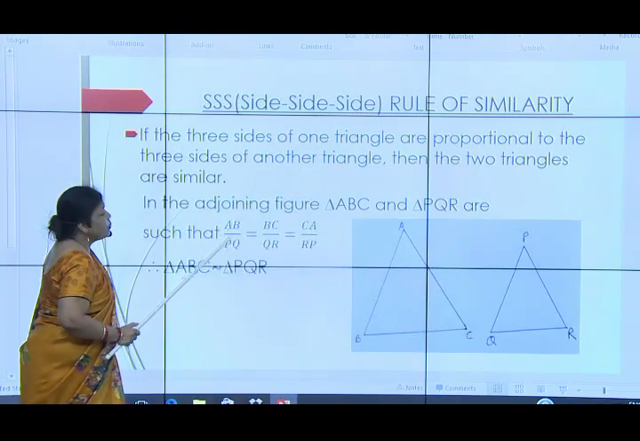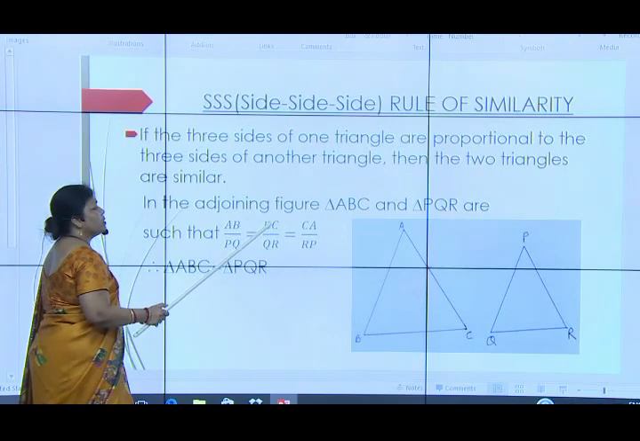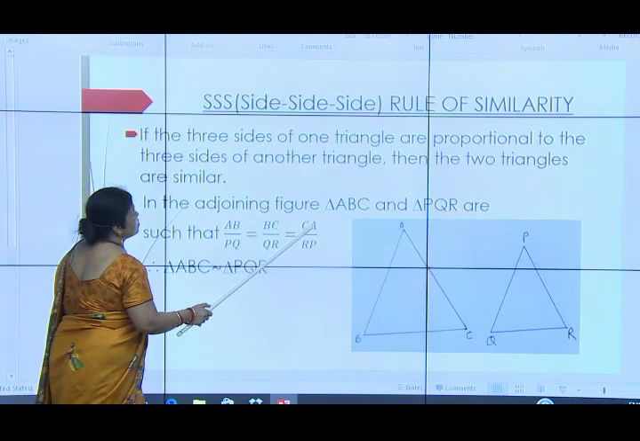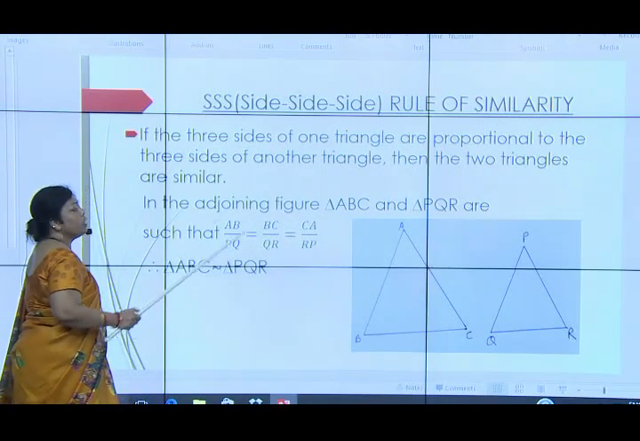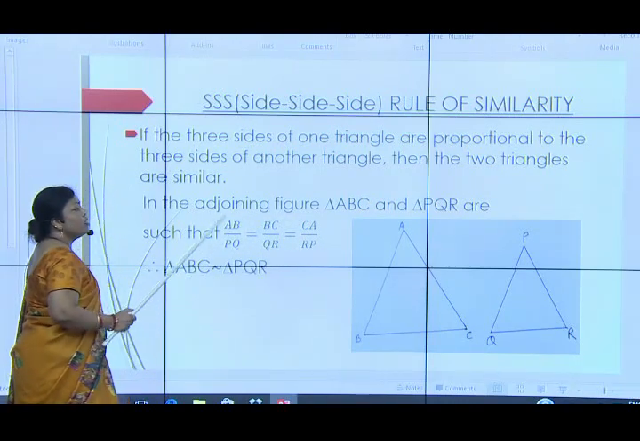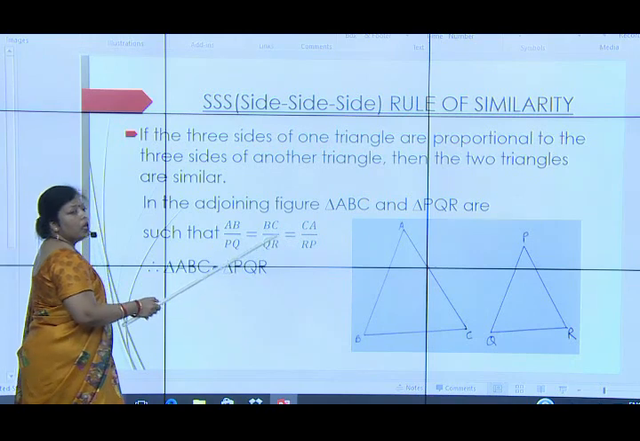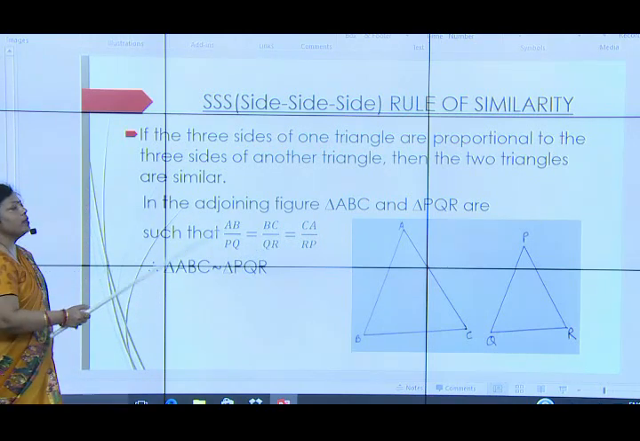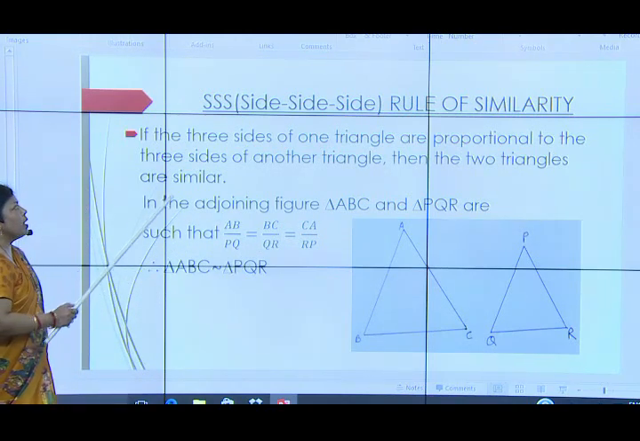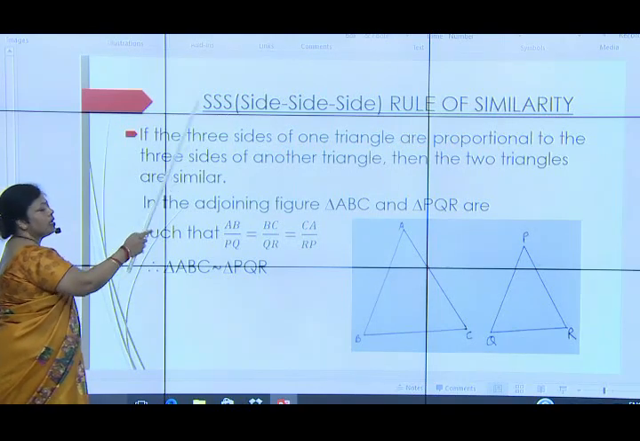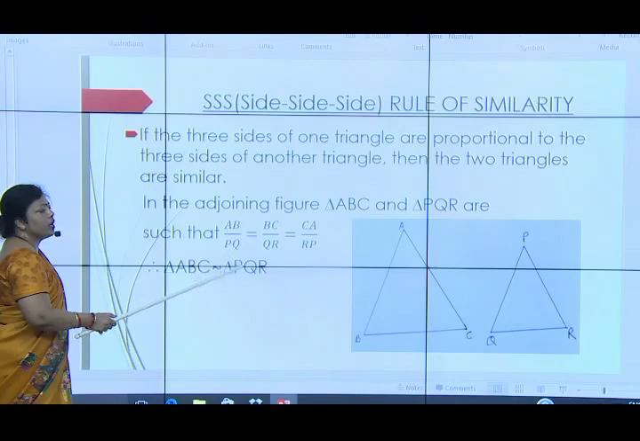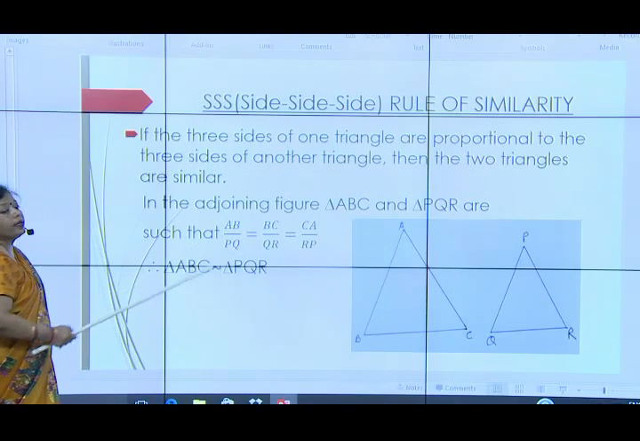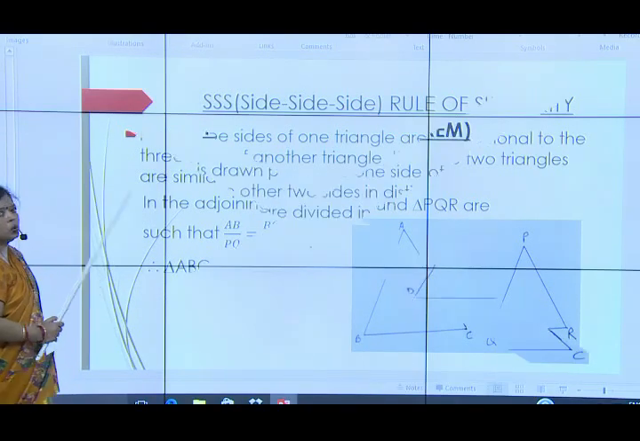So AB upon PQ should be equal to BC upon QR should be equal to CA upon RP. Means all the three values, if we are putting the values in these, if the ratios are coming equal, then the two triangles are said to be similar by the criteria of SSS. Therefore, the triangle ABC is similar to triangle PQR by the SSS rule.